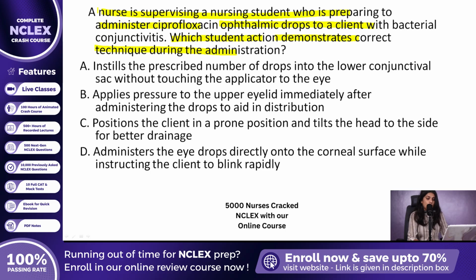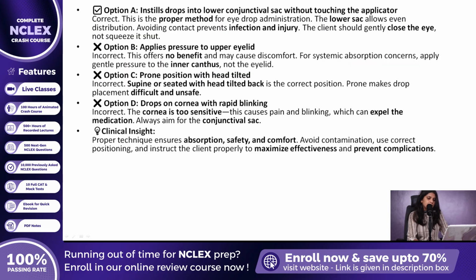The correct answer is Option A. Instills the prescribed number of drops into the lower conjunctival sac without touching the applicator to the eye. This technique ensures the medication is properly absorbed while protecting the eye from trauma and the dropper from contamination. The lower conjunctival sac is the safest and most effective location for drop administration, and avoiding contact with the applicator maintains sterility. Option B is incorrect because pressing on the upper eyelid offers no clinical benefit and may cause discomfort.